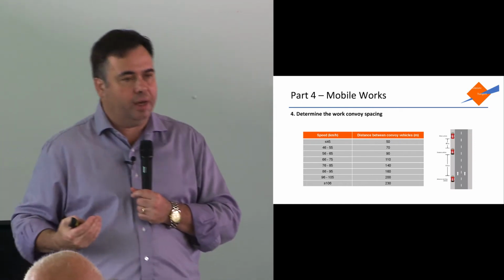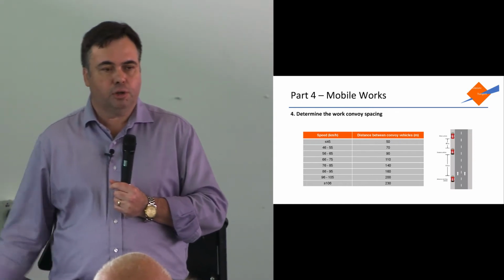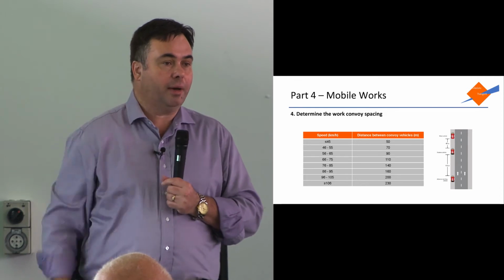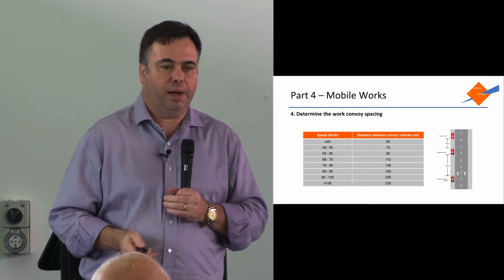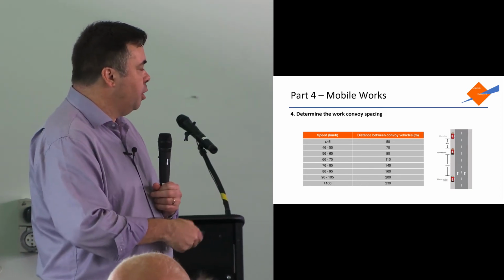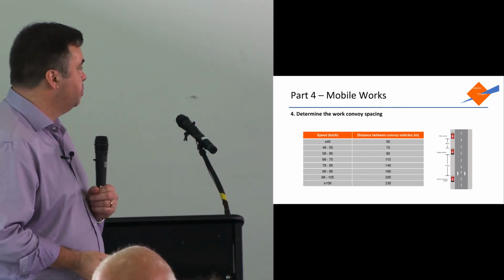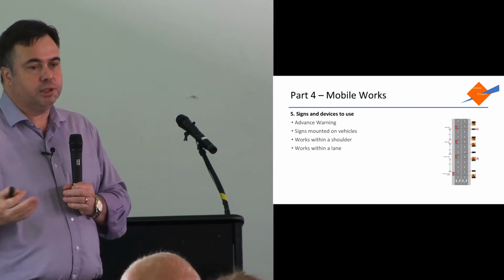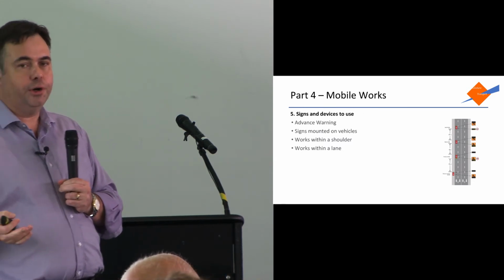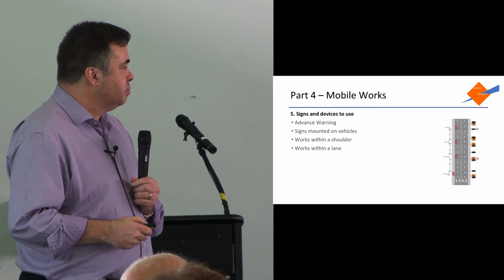You pull back too far, and the risk is that drivers go around a tail vehicle and start pulling back in. So as I said, it's a nasty balance. We've got numbers which the working group were generally happy with, but again, we'd love feedback on that. Signs and devices, additional devices that you can put on your vehicles.